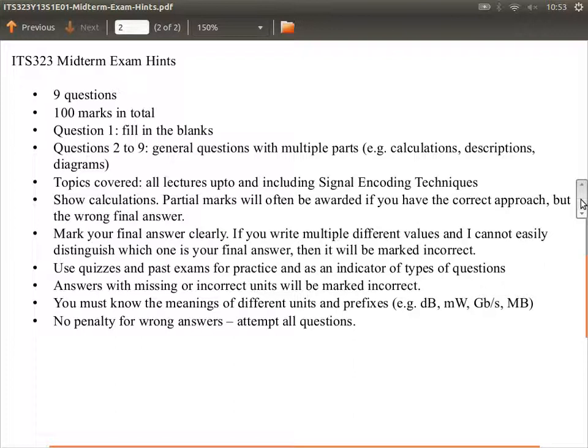There's no penalty if you give a wrong answer, so attempt all questions, especially the fill in the blanks. If you don't know the answer, then you can guess something. Okay, you will not lose marks if it's wrong. Use past quizzes, the quizzes that you've done this semester so far, and the practice questions online, plus past exams, to practice for the upcoming exam.